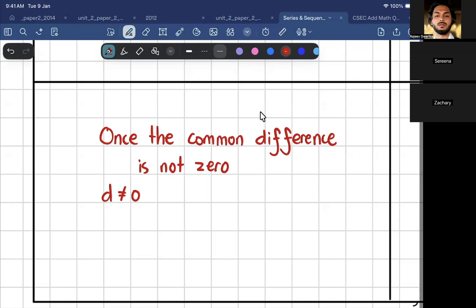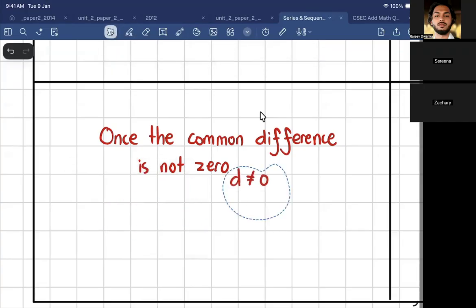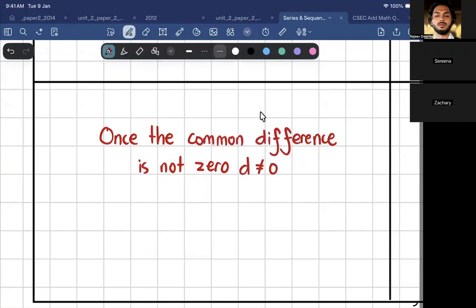Right. So once the common difference is not zero, the arithmetic progression will be divergent.